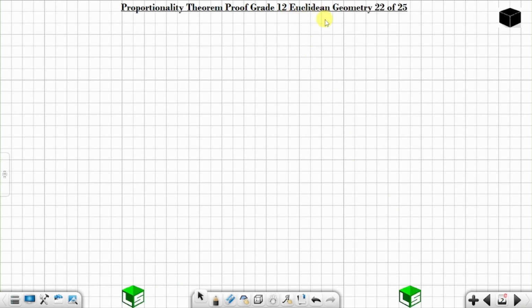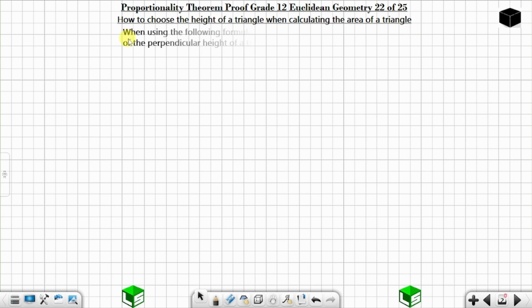Okay, Euclidean Geometry Part 22 of 25. In this video, we are going to prove the Proportionality Theorem. So, in order to understand how to prove the Proportionality Theorem, I believe you have to know how to choose the height of a triangle whenever calculating the area of a triangle using the following formula. So, how to choose the height of a triangle when calculating the area of a triangle.